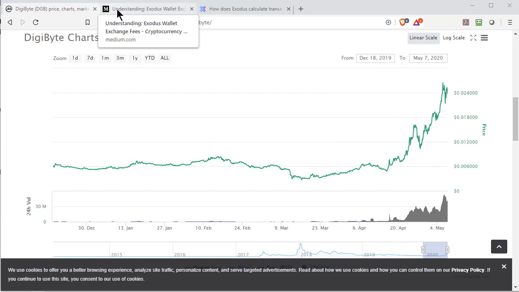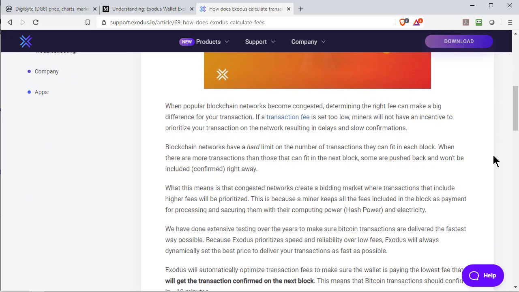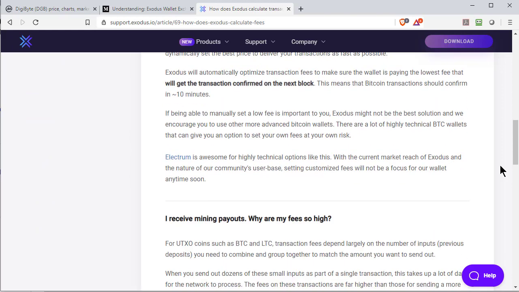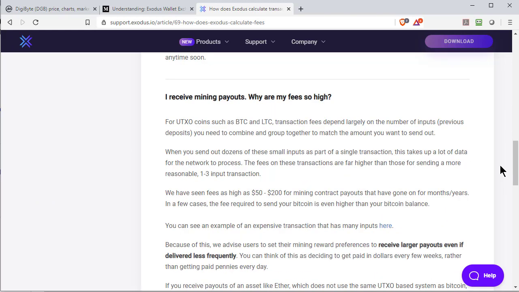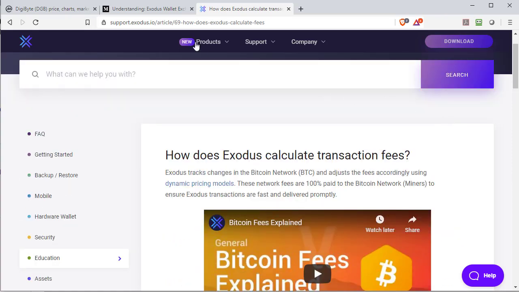In a minute, I'll show you what the exchange wallet looks like, but if you go to the Exodus site itself, they tell you how they calculate transaction fees. And they basically say the network fees are paid to the miners to ensure Exodus transactions are fast and delivered promptly. They actually have their own YouTube video there. It's 2 or 3 minutes. And the question is, are these fees going to be too high or not? So what we're going to do is a little math here before we do the exchange.